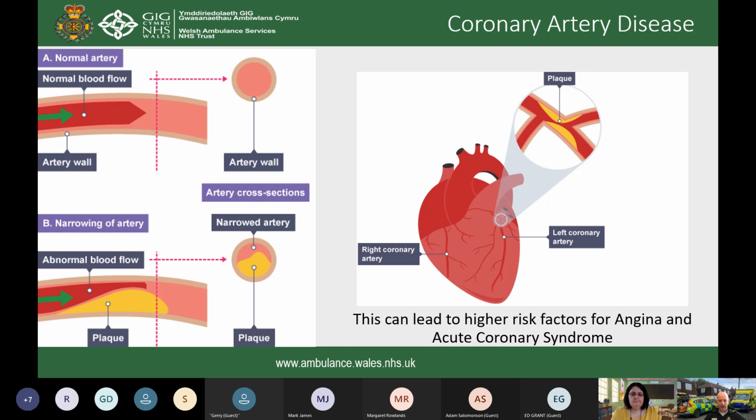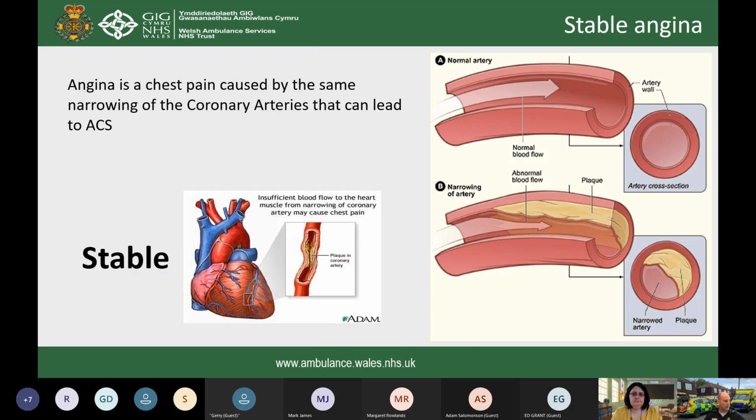Cool. Like I said, you've got higher risk of angina and ACS, so it's really important when you do your history take, if they've got chest pain, if they've got a history of coronary artery disease, then they're at a higher risk of having something serious or an acute episode.